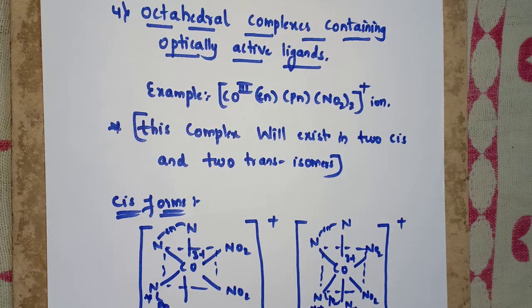Hi students, in this video we are going to discuss the other types of octahedral complexes which will exhibit optical isomerism. There are 6 types of octahedral complexes which will exhibit optical isomerism. We have already discussed 3 types of octahedral complexes which show optical isomerism in our previous video, that is, in the part 1 video.